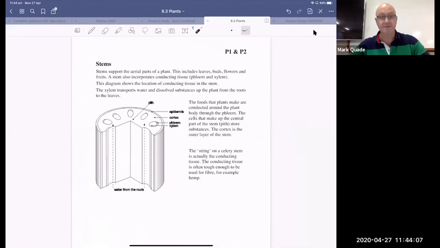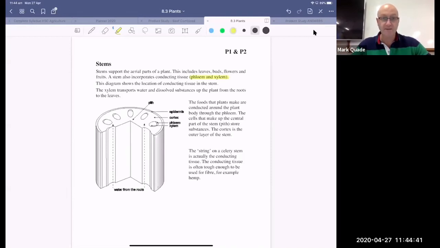Okay, stems. So stems, they're to support the parts of the plant that are above ground. Includes the flowers, buds, fruit, all that kind of stuff. Now, we've got a couple of words here that you won't be familiar with. We've got phloem and xylem. Now, phloem and xylem are the transport system. Xylem goes from the roots to the leaves, and it transports water and nutrients.